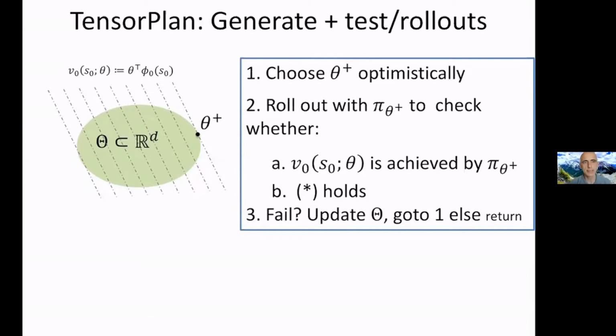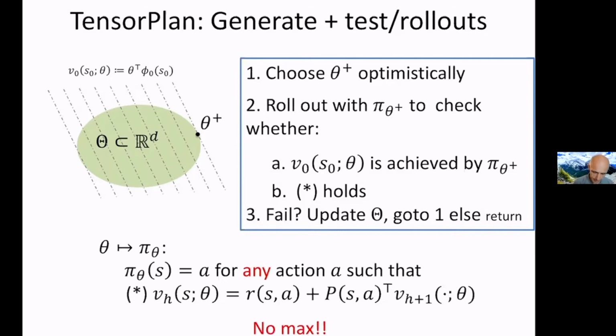And amongst this set, you just choose the parameter that maximizes the predicted value at the current state. What is the predicted value at the current state? It's the inner product of the parameter vector and the feature vector that we are given at the current state. So that's like a linear optimization problem over the set of feasible parameter vectors. So that clears up what optimistic choices are.